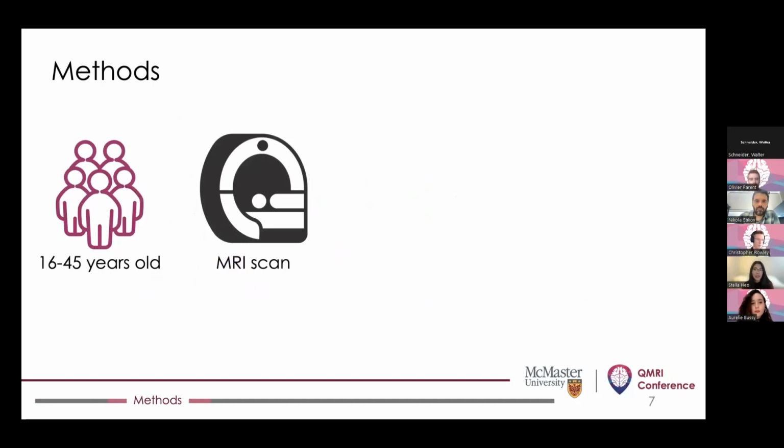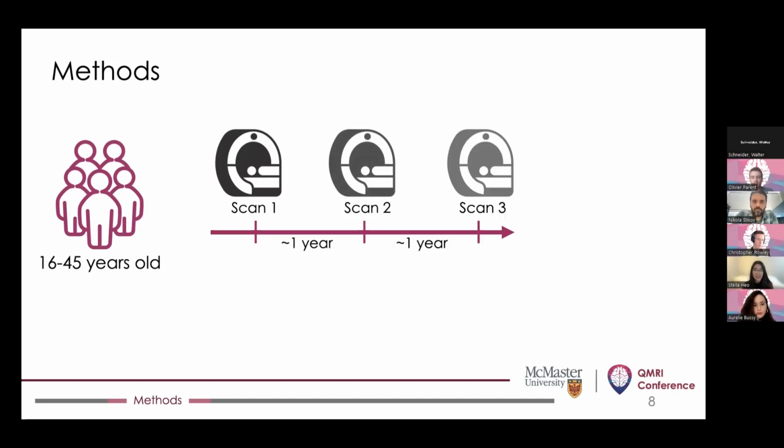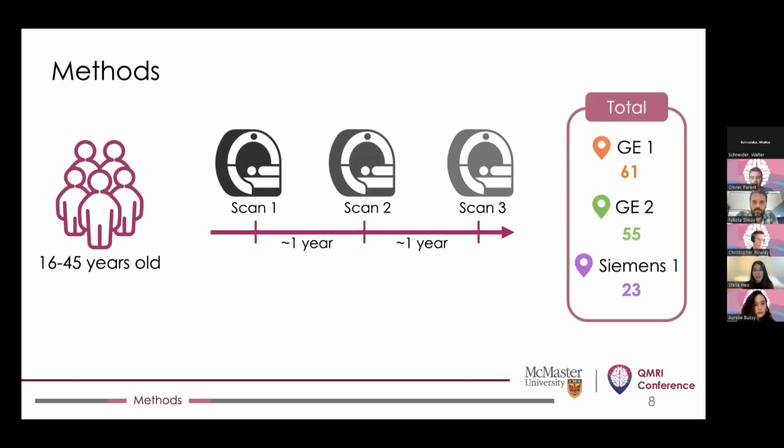So at each site, participants aged 16 to 45 years were recruited to complete an MRI scan. And about a year after this baseline scan, we invited them to return to the site for a second scan. And 2 years from the baseline scan, participants were invited again to return for a third and final scan. And in total, we had 61, 55, and 23 scans from each site acquired from healthy control participants without any neuropsychiatric diagnoses.